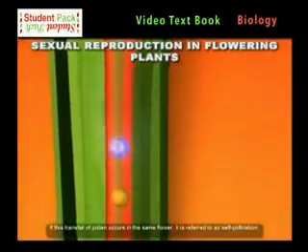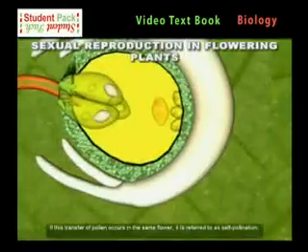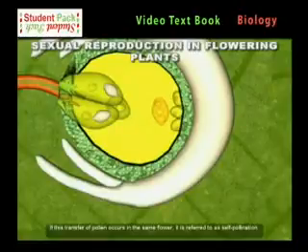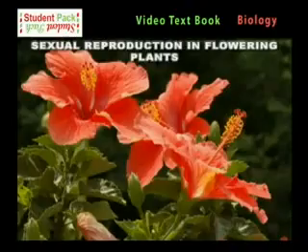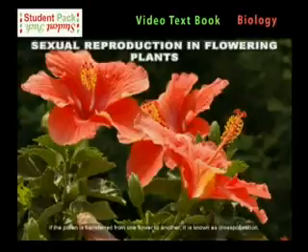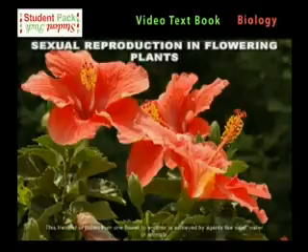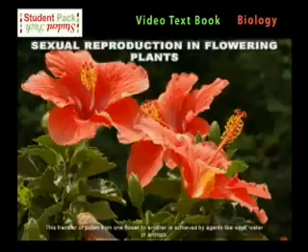If this transfer of pollen occurs in the same flower, it is referred to as self-pollination. On the other hand, if the pollen is transferred from one flower to another, it is known as cross-pollination. This transfer of pollen from one flower to another is achieved by agents like wind, water, or animals.